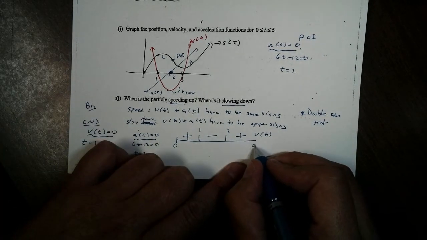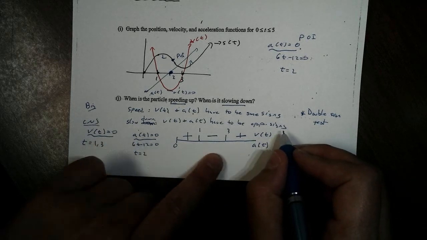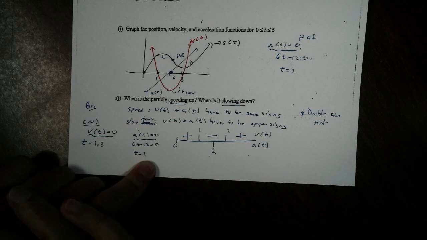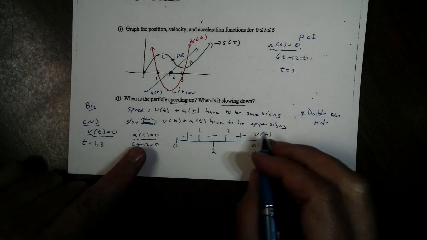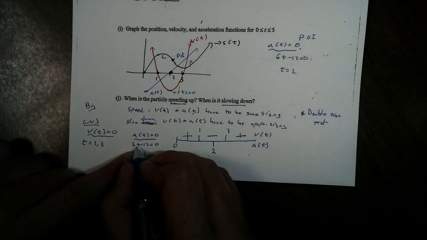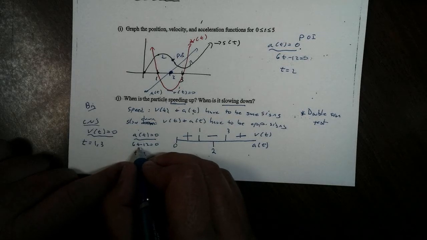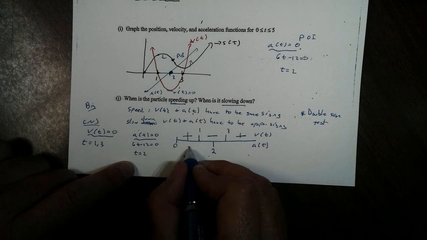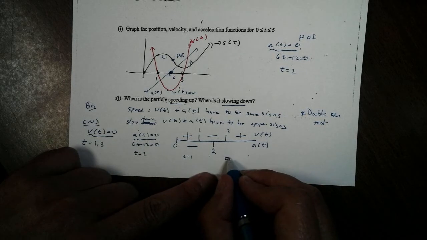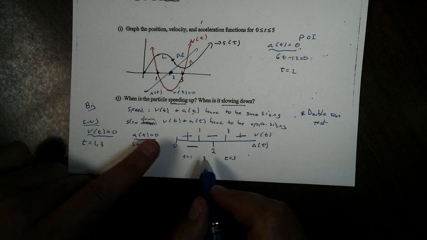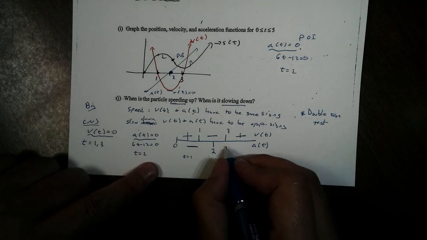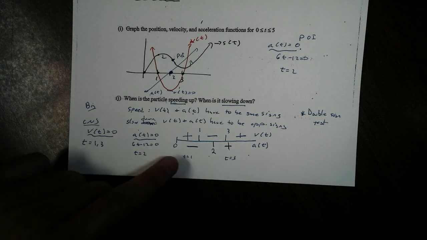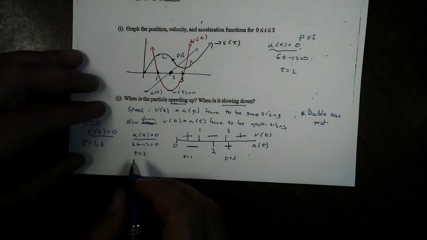On the bottom, I'm going to put my acceleration. My one critical number for acceleration was at 2, so I put that there, and then I just look at the signs. If I pick something like t equals 1, I get 6t minus 12, which is negative. If I pick something like t equals 3, I get 18 minus 12, which is positive. So now all I have to do is look at the signs.